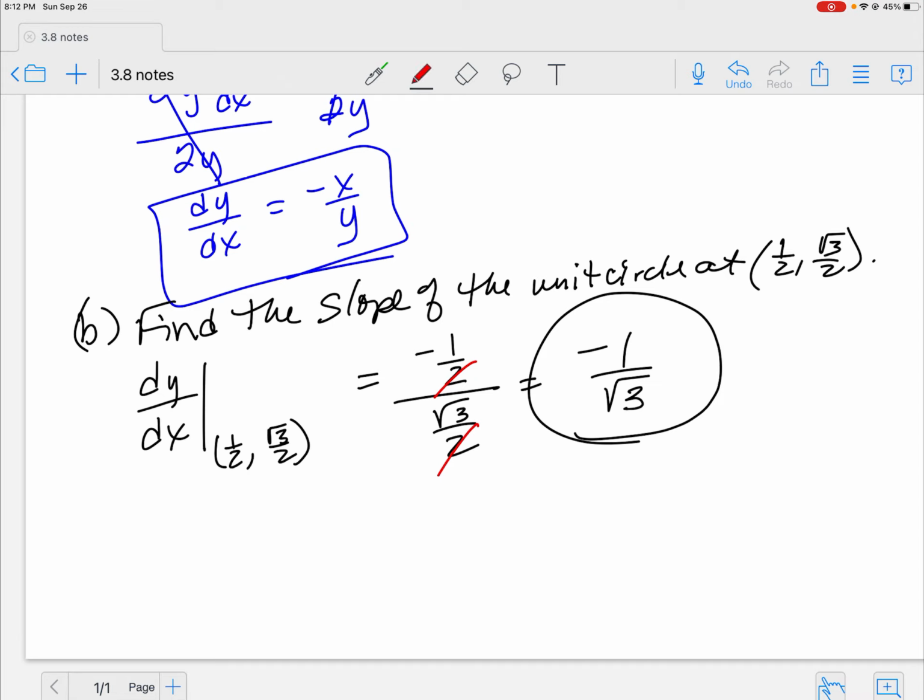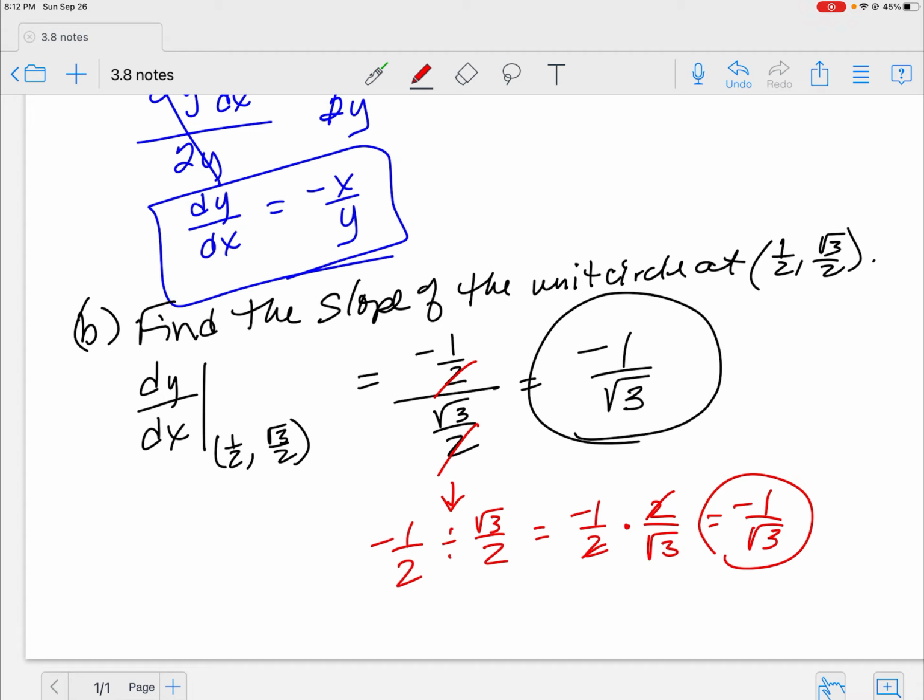All right, do you see how this algebra played out? Negative 1/2 divided by the square root of 3 over 2, which is equivalent to negative 1/2 times 2 over the square root of 3, and those cancel. Okay, just making sure that our algebra is good, and then we're good to go there. It's not so bad, right?